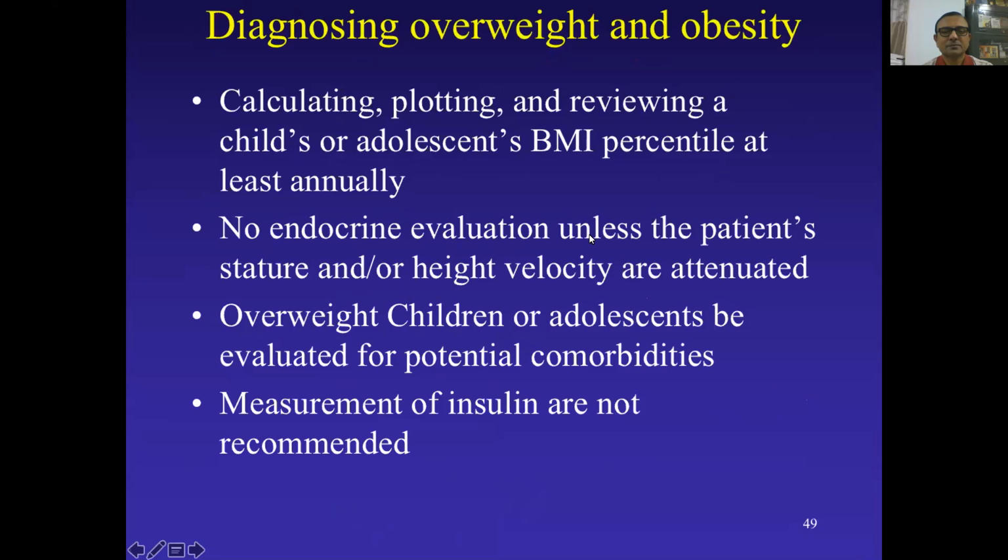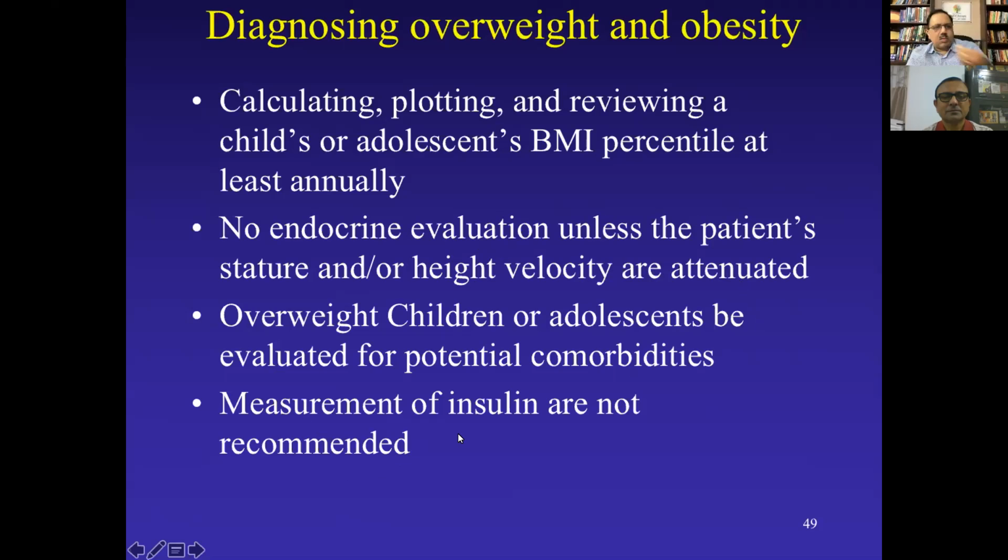The second step is very important. No endocrine evaluation is necessary unless the patient has short stature or reduced height velocity. So if you have a patient who is short and fat, you must then evaluate for endocrine obesity. Otherwise, don't unnecessarily investigate. Overweight children or adolescents should be evaluated for potential comorbidities. And the guideline actually says that unless there are clear-cut signs of insulin resistance, family history of diabetes, or specific risk factors, do not measure insulin in every child who is obese.